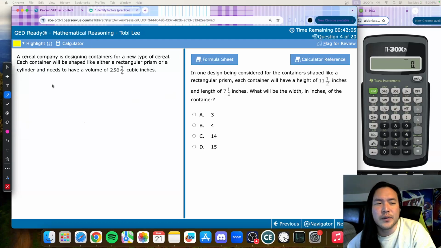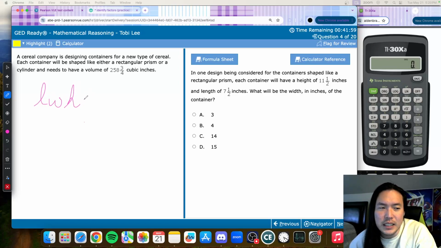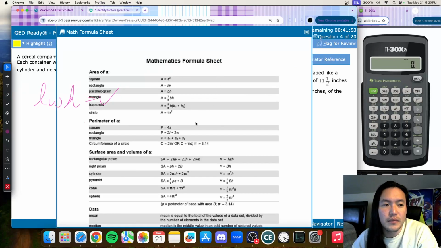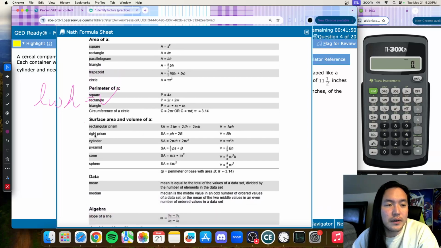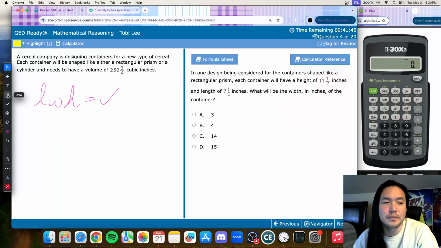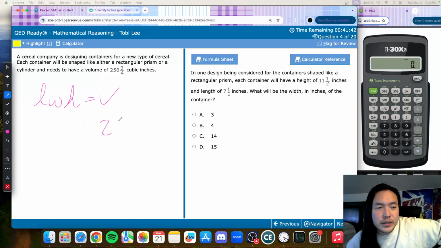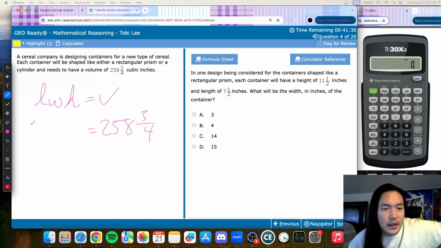Okay, so hopefully everyone knows that the volume of a box is length times width times height, right? If you don't know that, it's definitely in the formula sheet. The volume of a rectangular prism is length times width times height. They tell you that right here. So the volume is 258 and 3/4 cubic inches. Height is 11.5, and then the length is 7.5, and we're trying to solve for the width, right?